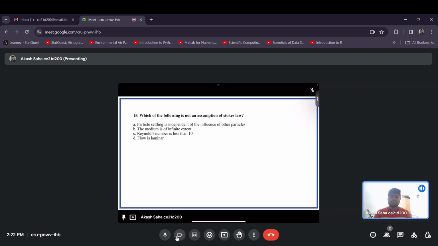It says, which of the following is not an assumption of Stokes law? We have seen the second problem regarding the application of Stokes law to find the diameter of the spherical particle which can be removed 100%. So we will go through the statements. Particle settling is independent of the influence of other particles. The medium is of infinite extent. Reynolds number is less than 100. The flow is laminar. Which of the following statements is not an assumption of Stokes law?